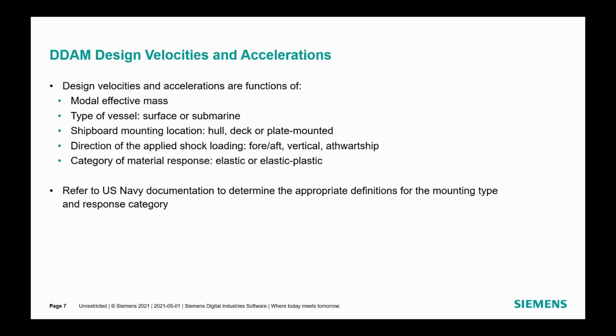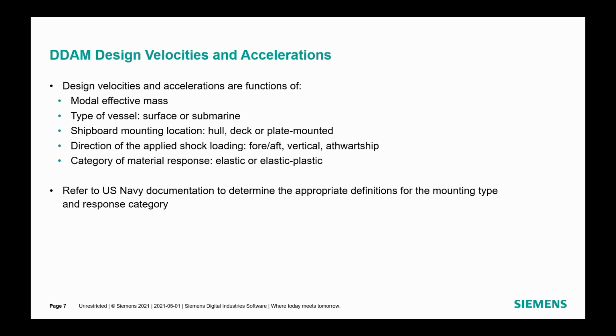So DDAM uses design velocities and accelerations, which are a function of the modal effective mass, the type of vessel, whether it's surface or submarine, the mounting location, whether it's a hull, deck, or plate mounted location, and finally the direction. From your model, you have to tell it what fore and aft is, what vertical is, and what athwartship is, which is across the fore and aft axis. Two different types of material categorizations are elastic and elastic-plastic.